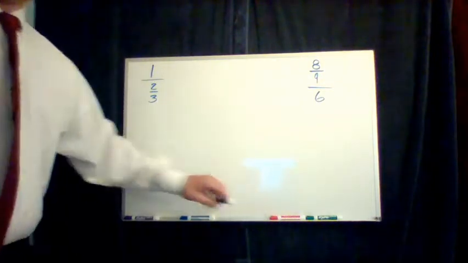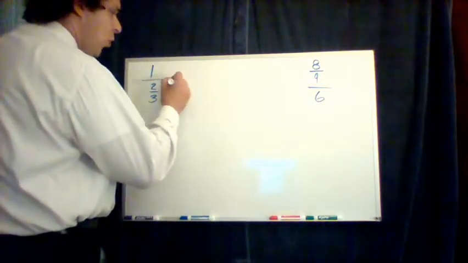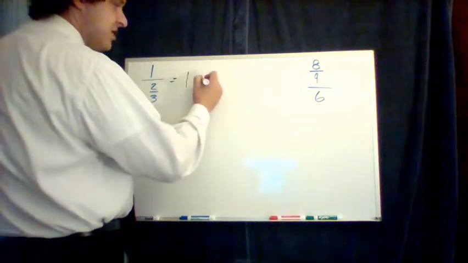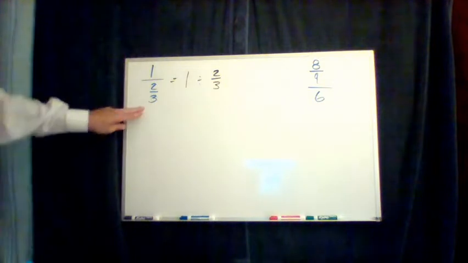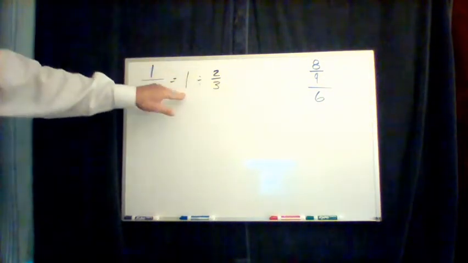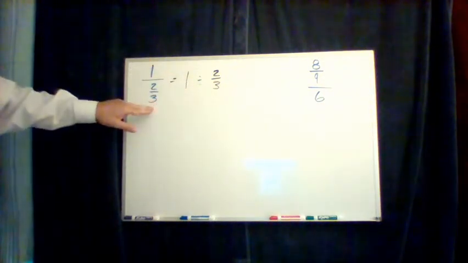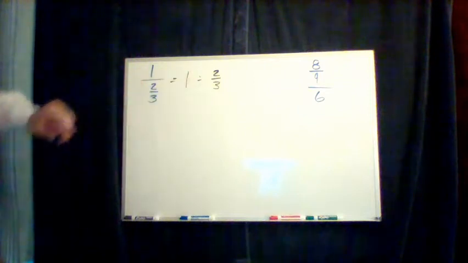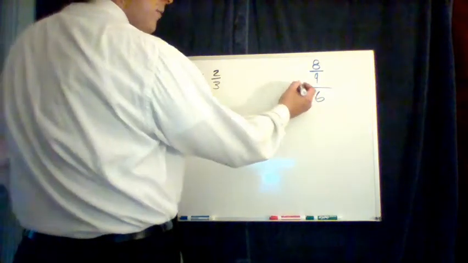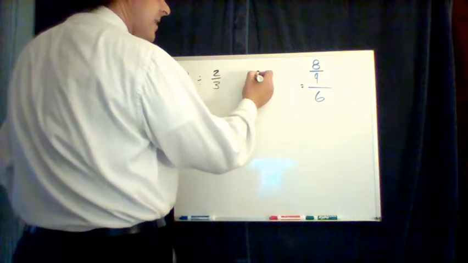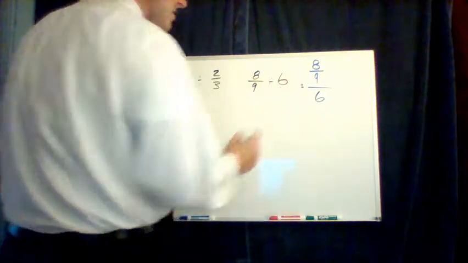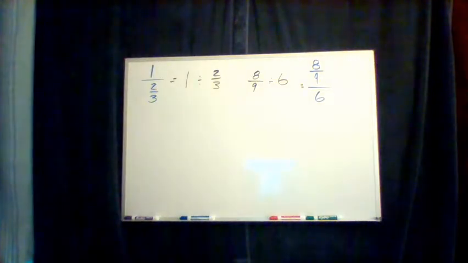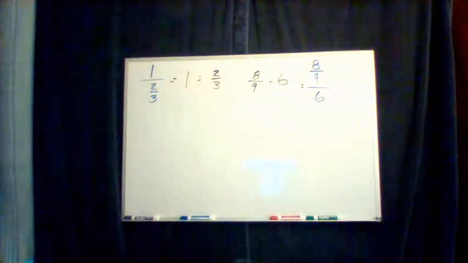Maybe it'll help to think of the problem like this. 1 divided by 2/3, that's the same as saying 1 divided by 2/3 this way, right? That's the same thing as what this is. Numerator is here, denominator is there. Division is a fraction bar, same thing. We could rewrite this problem as 8/9 divided by 6, right? So now we have a whole number dividing by a fraction.